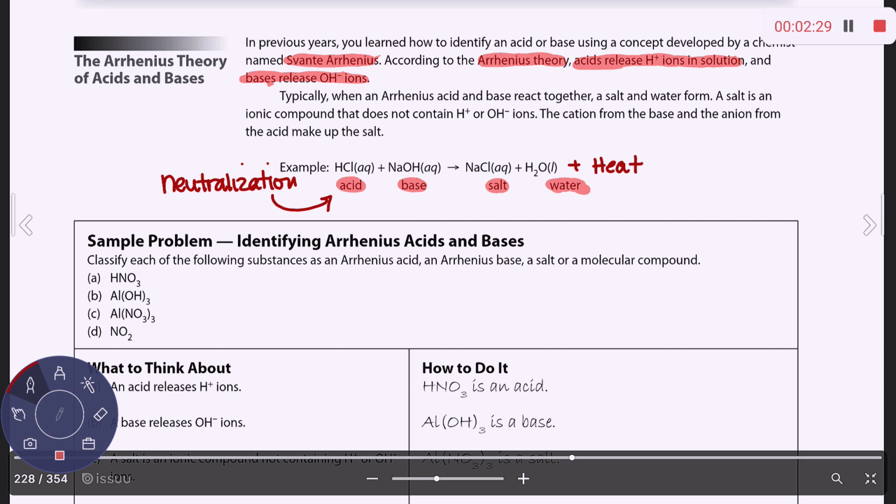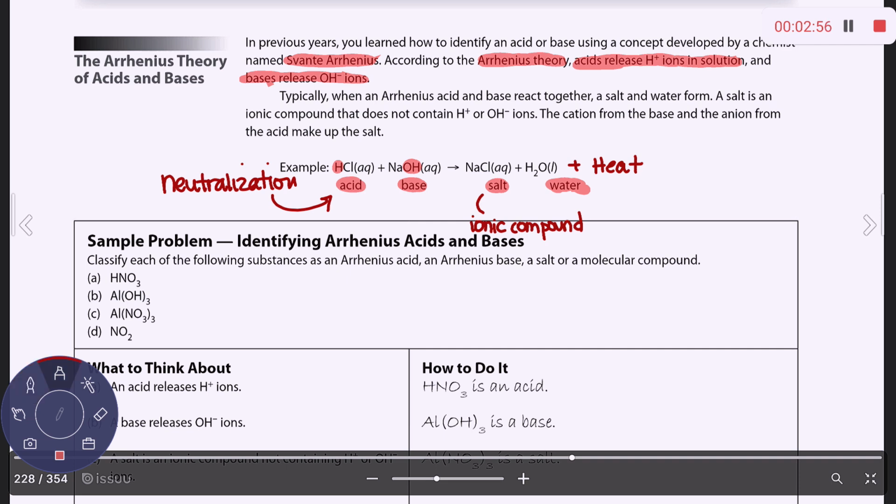And you know that acids will contain a hydrogen ion. Generally speaking, bases will contain a hydroxide ion. Salts are also ionic compounds. Remember, ionic compounds contain a metal or the ammonium ion, and then water is either written as H2O or HOH, doesn't matter, okay?